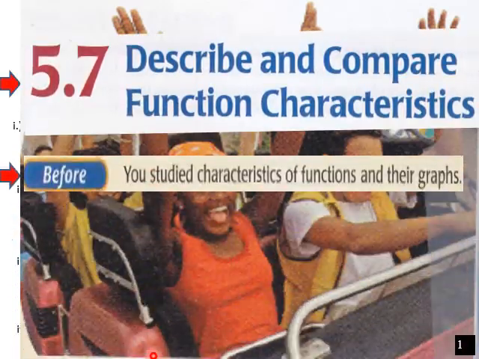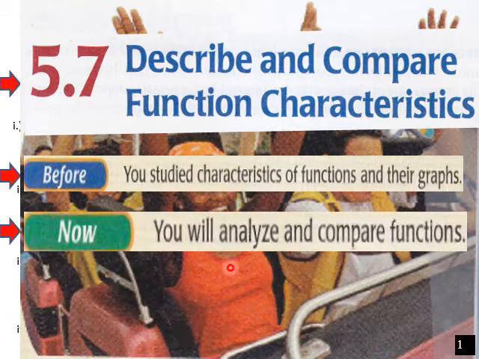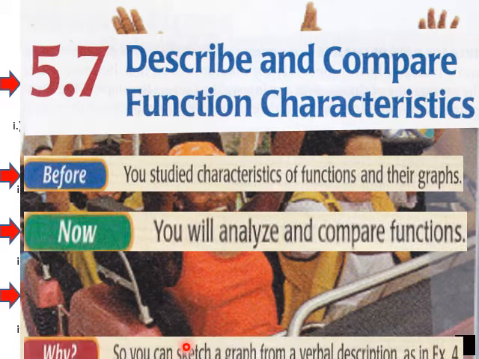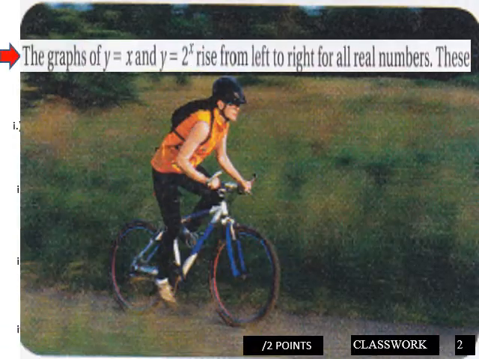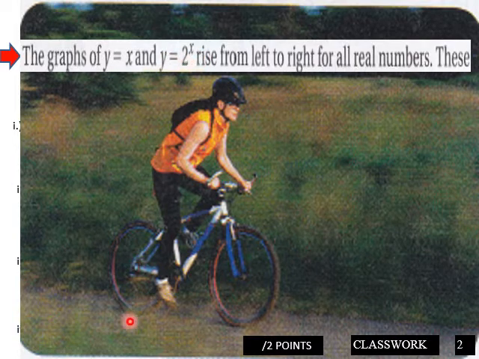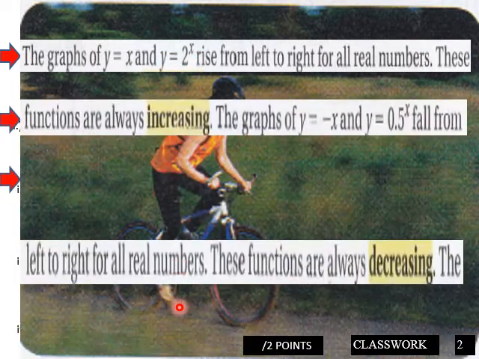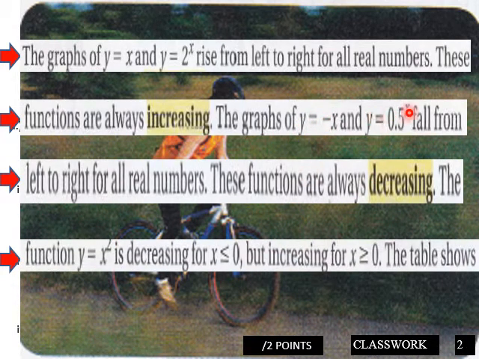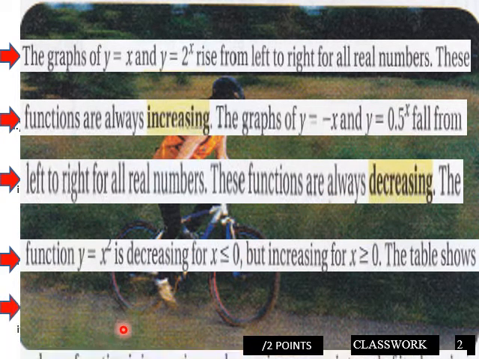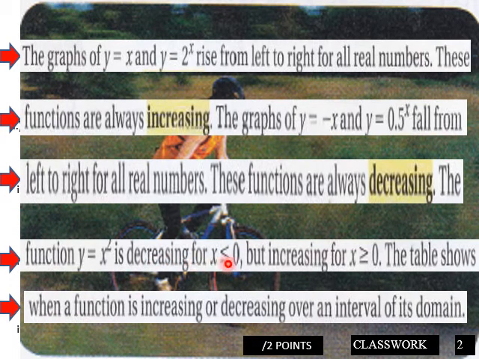Okay, describe and compare function characteristics. You studied characteristics of functions and their graphs. You will analyze and compare functions, so you can sketch a graph from a verbal description. The graphs y equals x and y equals 2 to the x rise from left to right for all real numbers. These functions are always increasing. The graphs of y equals -x and y equals 0.5x fall from left to right for all reals. These functions are always decreasing. The function y equals x squared is decreasing for x less than or equal to 0, but increasing for x greater than or equal to 0.